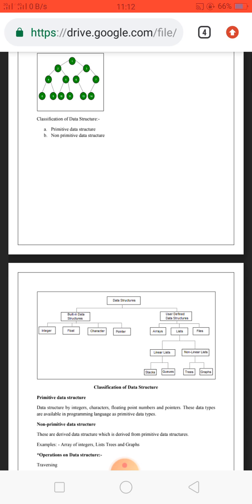Is there any other way to insert or to remove? No, there is no other way.